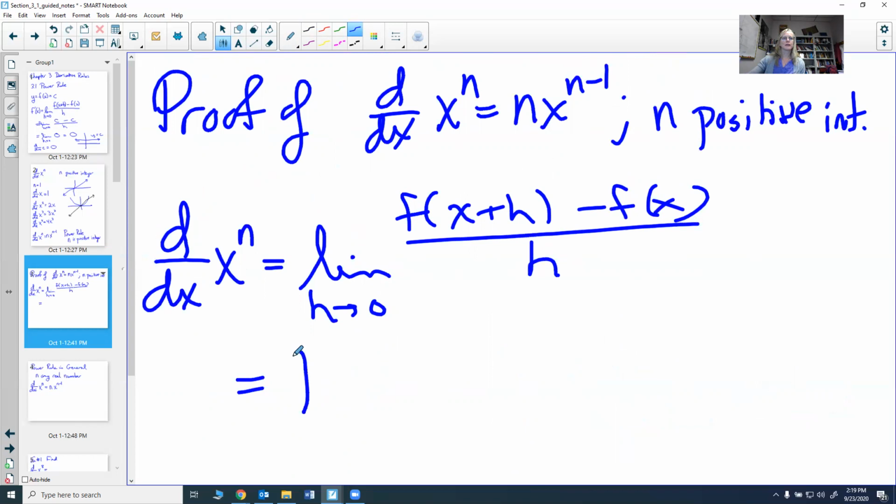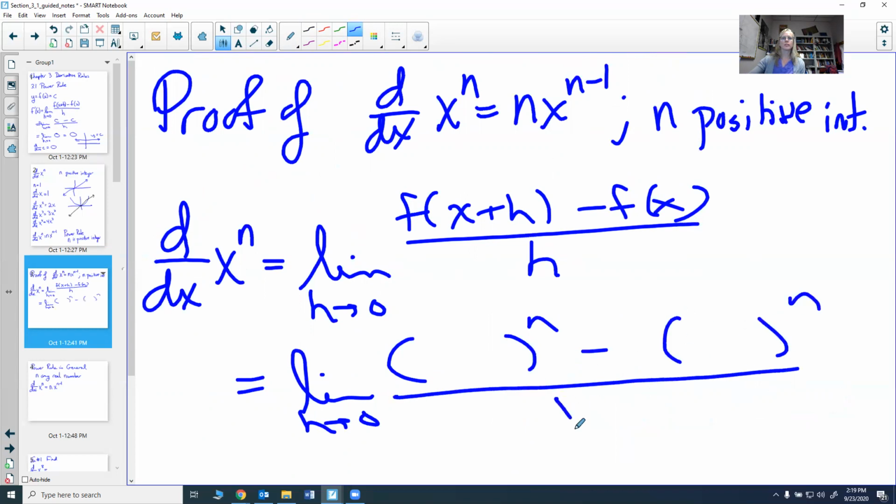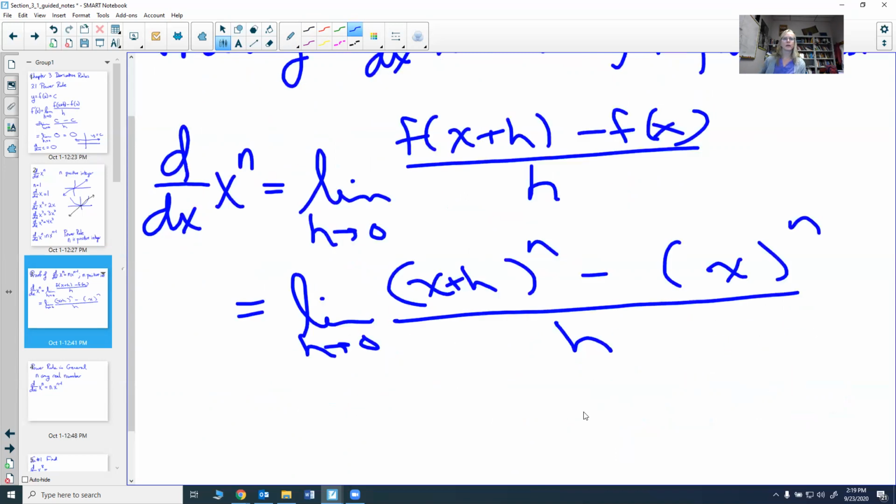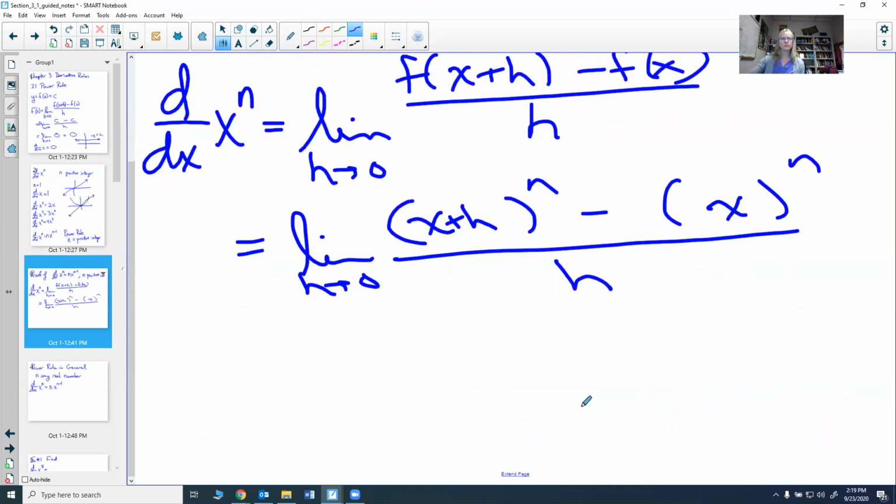My function this time is something to the nth power. So we're going to have something to the nth power minus something to the nth power all over h. The first something is x plus h. The second something is just x. Wonderful. So now we just need to multiply this out. Well, this is where it gets to be a little hairy. Remember, whenever you have x plus h to a power, the first term is always going to be x to that power, so x to the n, plus something.